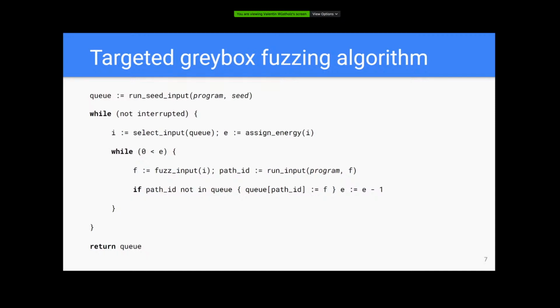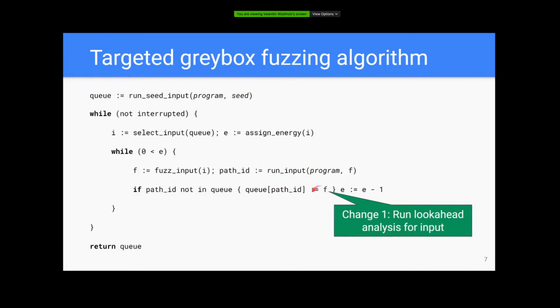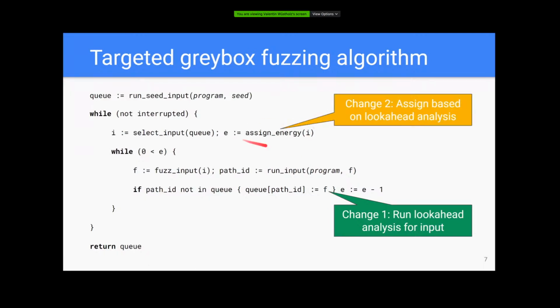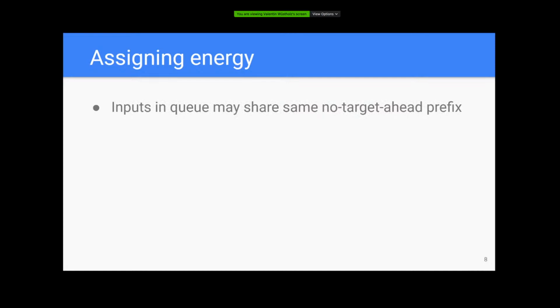So the first extension that we made in this work is to run our look-ahead analysis. And this happens here whenever a new input is added to the queue. And we use the feedback that is computed from this analysis to assign a more targeted amount of energy here. So let's look at this part in a bit more detail. You probably observed that all the inputs in the queue have different path IDs. However, they may share the same no target ahead prefix. So essentially, this partitions the queue into different groups.